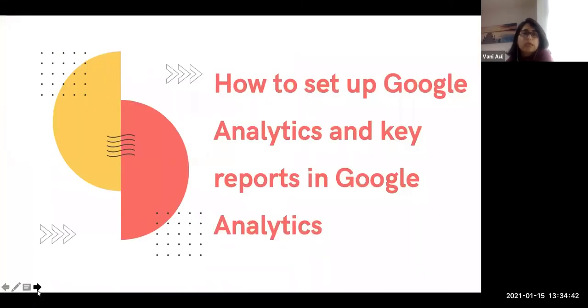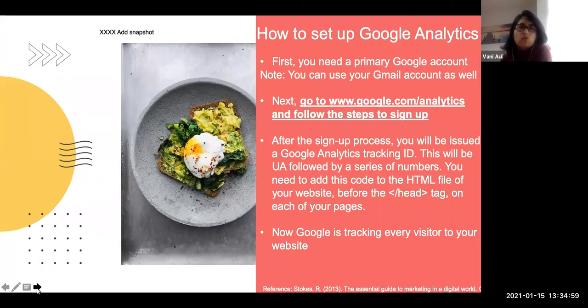How to set up Google Analytics and key reports in Google Analytics. For setting up Google Analytics, you need to have a primary Google account, and using that account, you need to go to this URL, google.com/analytics, and then follow the steps that are provided for signing up for that free service, which is very useful and used by most of the websites on the web.